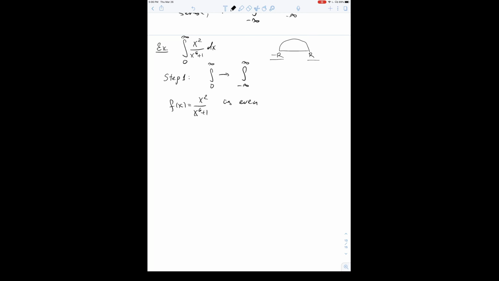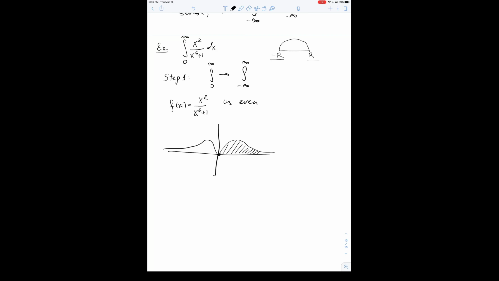So that's an even function. So it's 0 at 0. Then, well, I have no idea what it does. It probably increases and then it decreases back to 0. And here it does the same. So we are computing this integral.